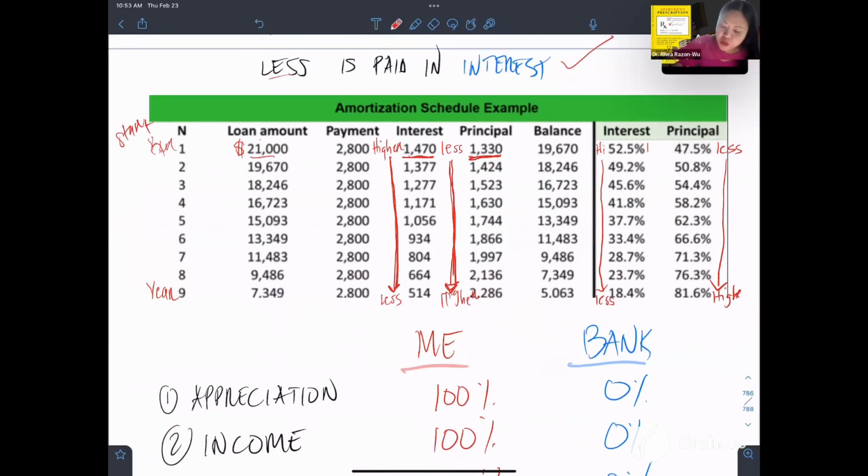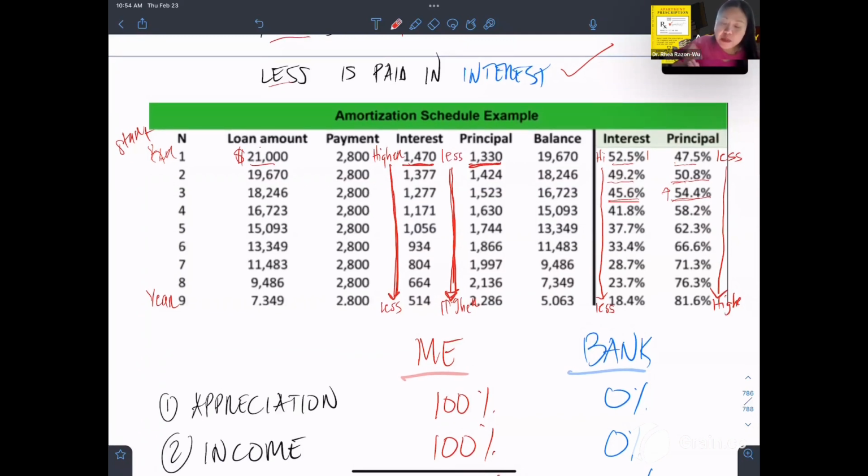So let's say year one, it's showing 52.5% interest. Your principal is only 47.5. Year two, you pay less of the interest, 49.2. The principal is being paid higher now, from 47 to 50%. On year three, it's 45, so less of the interest and more of the principal. And now the principal is 54.4. So this is getting paid higher. That's what it means by the amortization schedule.